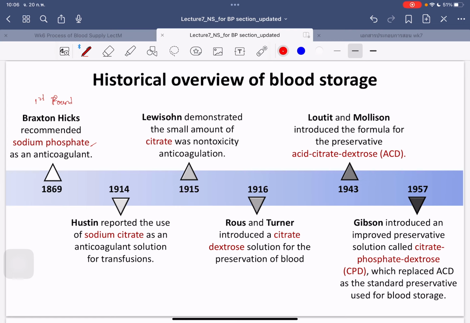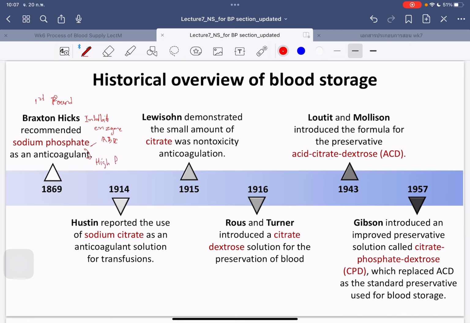Okay. At first, they used sodium phosphate because one of its properties is that it can inhibit enzymes in the red blood cells. But they found that this one is not good, because if you transfuse it into the patient, what's going to happen? The patient is going to have a high level of phosphate, so it will induce clinical complications. So the next one they introduced is sodium citrate.